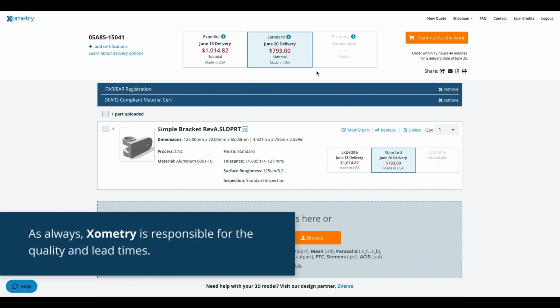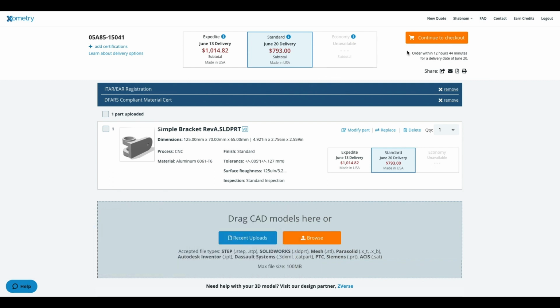As always, Xometry is responsible for the quality and lead times. Upload your CAD file today and choose the price and lead time that fit your project.